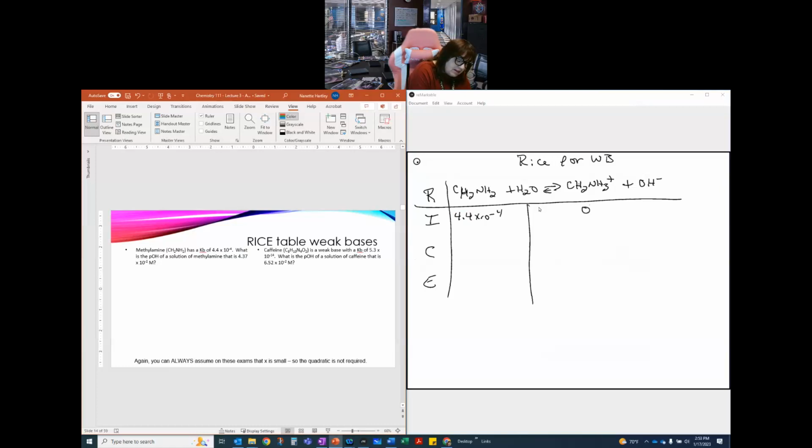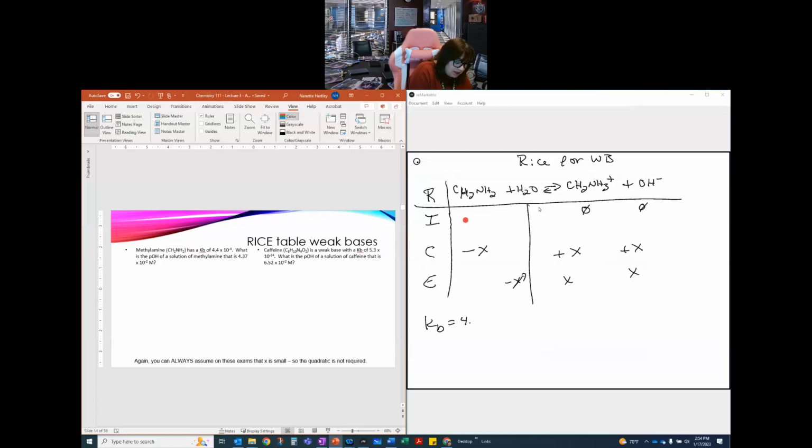I assume I have none of the methylamine cation and the OH minus. We're going to subtract 1 from the CH2NH2 for every CH2NH3 plus we make, and for every OH that we make. That leaves us with 4.4 times 10 to the minus 4th minus x, but we ignore the x and x there. Kb is equal to, oh, that's not the right value.